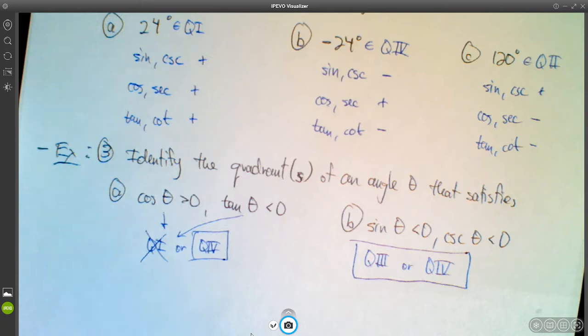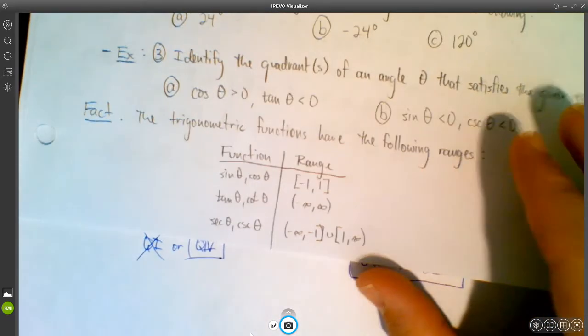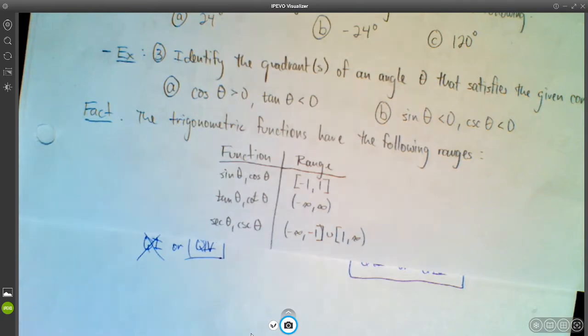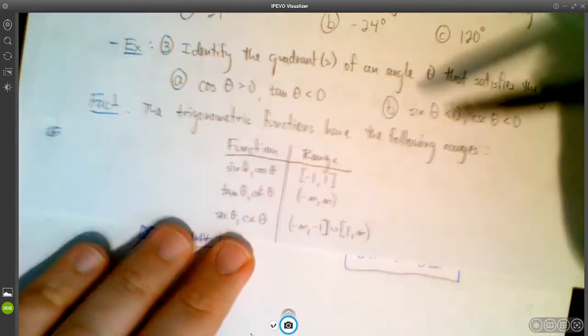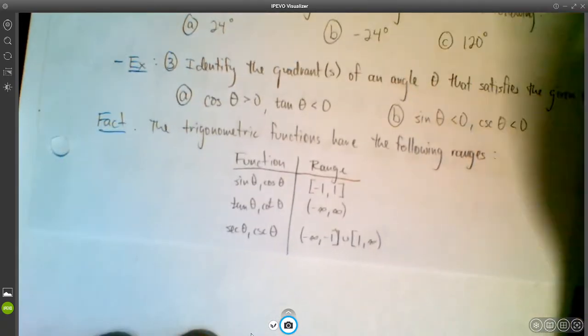Okay, so we'll see some more examples in a second of why it's important to know what the signs of the trig functions are in different quadrants. But for now, let's move on and talk about another fact about trig functions. So trig functions have the following ranges. So remember, the range is the set of outputs of a function.